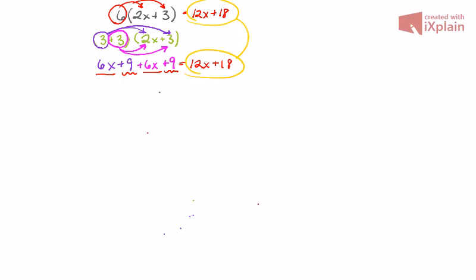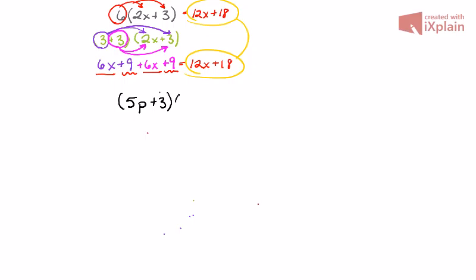So the example that I'm going to show you is going to look like the following. Let me get rid of that line. I'm going to go ahead and just write it down here. Our problem that we're going to look at is going to be 5p plus 3 times the quantity of 3p minus 4.